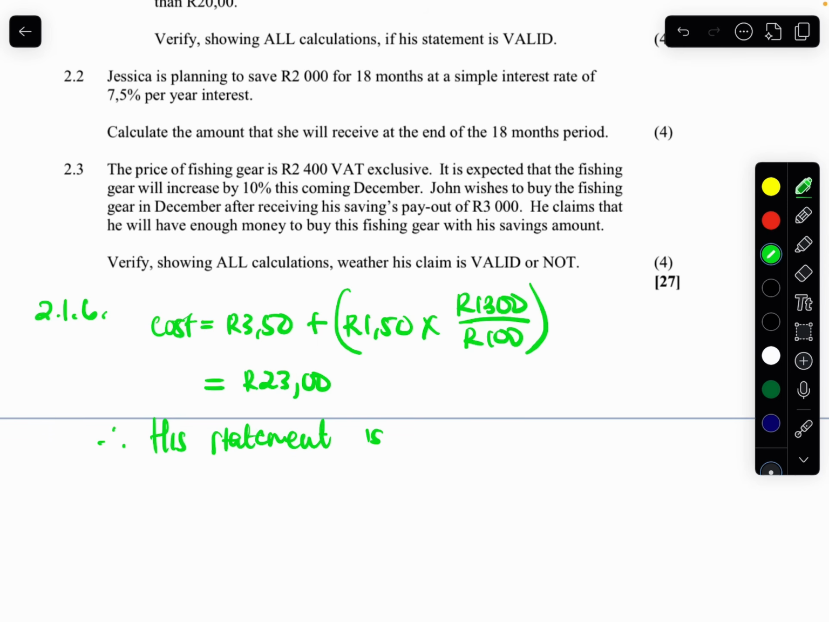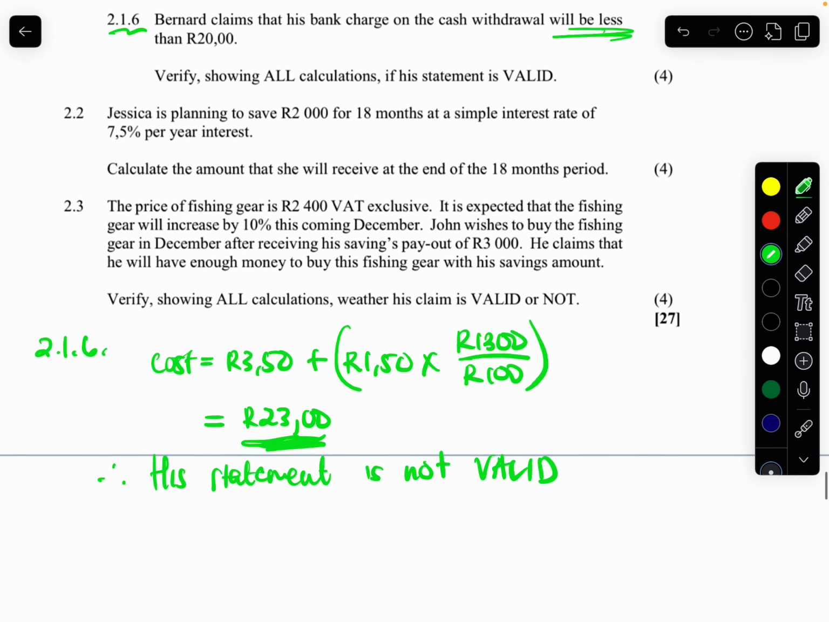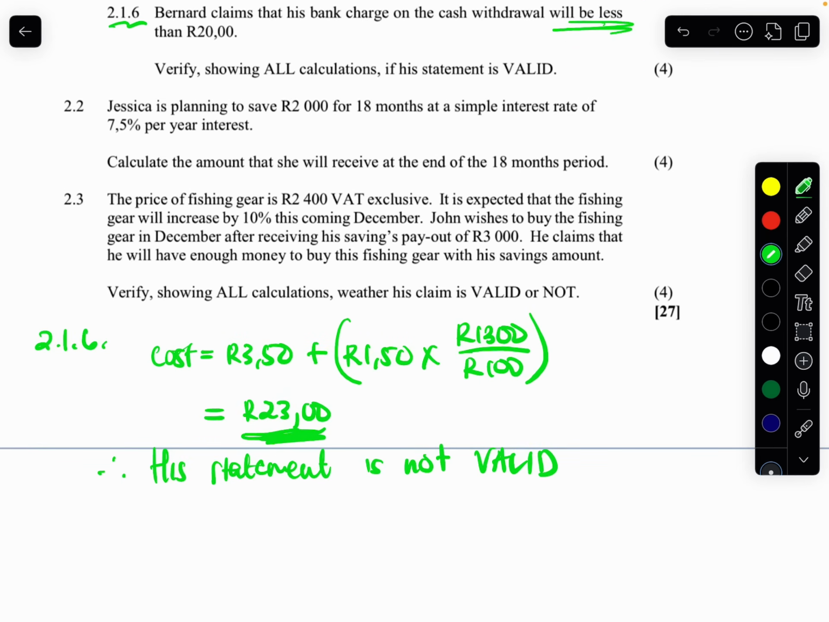So therefore we can conclude that his statement is not valid, right? Because the bank charges are 23 rand, but he said it's going to cost less. So he was not true. So let's go to the next question.